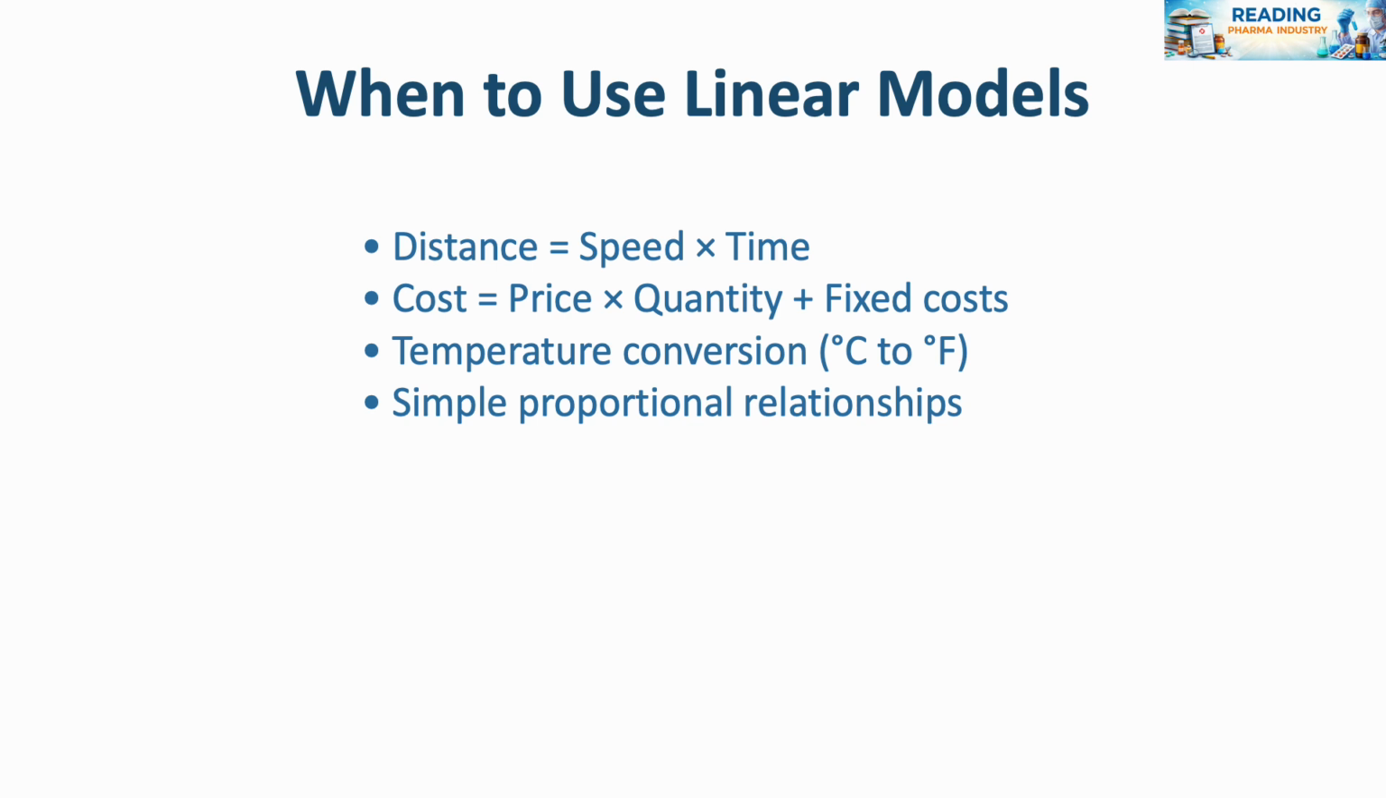Another example is a classical business calculation, which is cost equals price times quantity plus fixed cost. Likewise, when you want to convert from Celsius to Fahrenheit, this is also a linear relationship. So the rule is, for any simple proportional relationship where doubling one thing doubles the other, you should use a linear model.